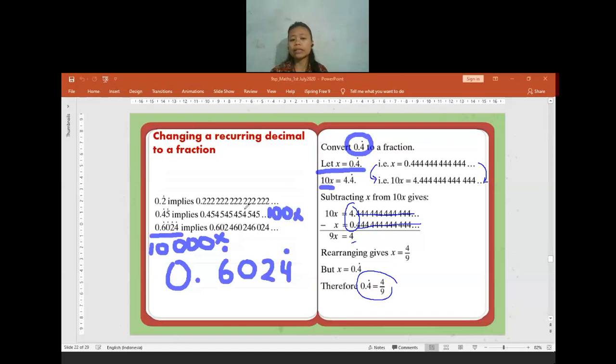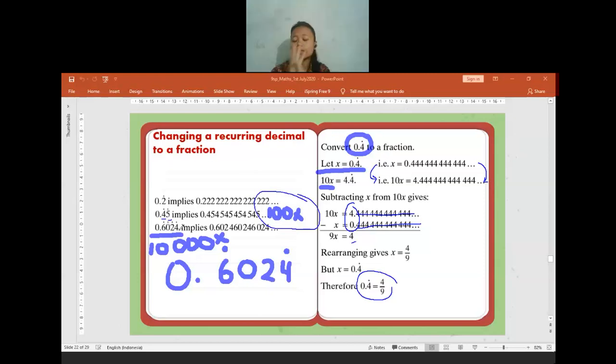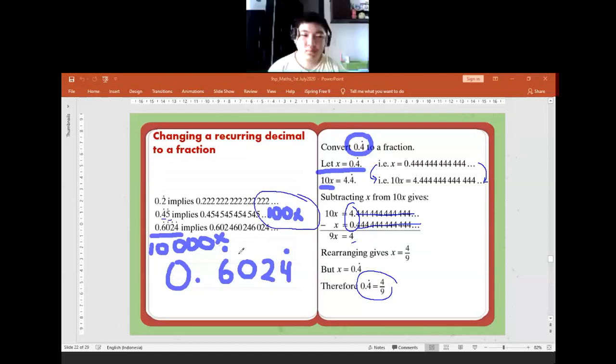Like this, on the left side, as you can see, I already made 0.45. It's 2 digits that are repeating, so later we need to find 100x. Now this is 0.6024. There are 4 digits repeating, so it means 4 zeros. Because having 4 zeros means 10,000x.